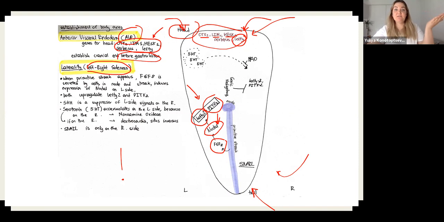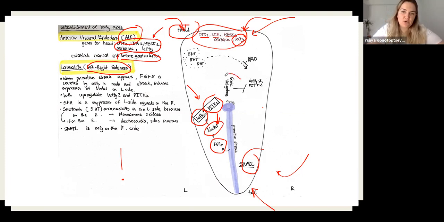If this is the left side, automatically the other one is right. This is why they do not know many transcription factors that are responsible for the right side. The only one that they know is Snail. Snail is the only transcription factor which is responsible for the right side. So again, which genes are for the head? These 5. Which ones are for the left side? Lefty2, PITX2. Which one is for the right side? Snail. Is that clear?